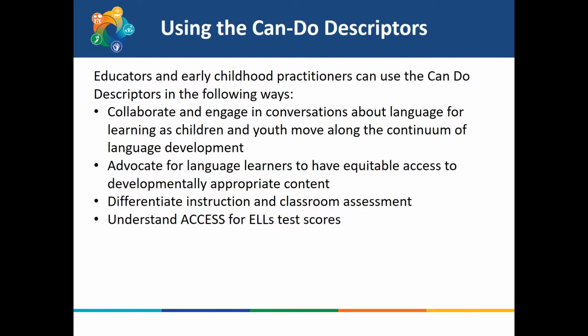To summarize, educators and early childhood practitioners can use the CAN DO descriptors in the following ways. You can collaborate and engage in conversation about language for learning. You can advocate for language learners to have equitable access to developmentally appropriate content. This is where the crux of it is. You can use it to differentiate your instruction and your classroom assessment, as well as understand the access for ELL test scores. I'm going to pause here to see if there are any questions or comments.